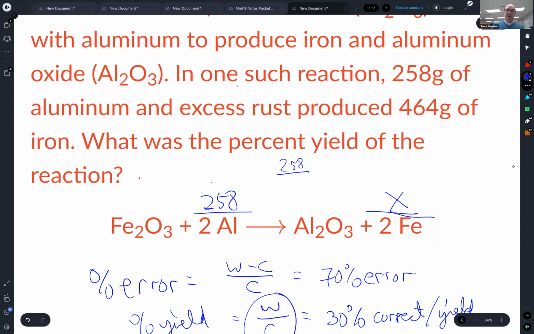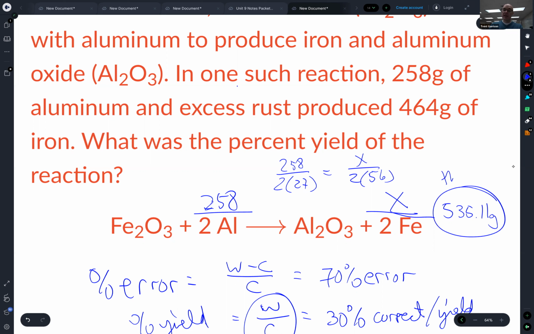I should lay this out, sorry. Times 27, which is the weight of aluminum, equals X over 2 times iron. Well, iron weighs 56. So those 2's actually cancel. So I've got 258 divided by 2 divided by 27 times 2 times 56. And I end up with 535.11 grams. Now, this is how much theoretically I should have made.